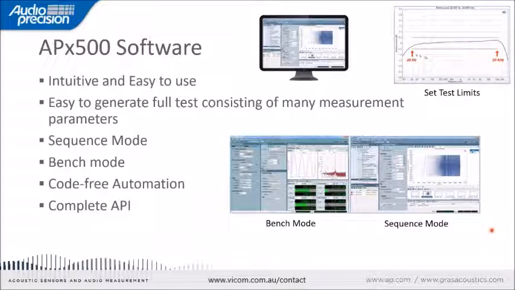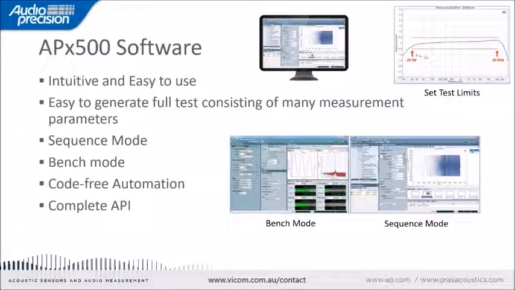So we just said that every APX analyzer is equipped with a software that we call the APX500 measurement software from Audio Precision. Basically, the APX500 software is an intuitive and easy to use software that comes with a large number of pre-configured measurements, so you can develop a sequence of measurements very quickly. Then we can generate full tests consisting of many measurement parameters. The software also offers two easy to use modes, the bench mode and the sequence mode. And here we can see the difference between how it looks in the bench mode and the sequence mode.